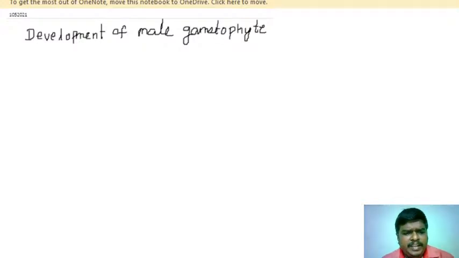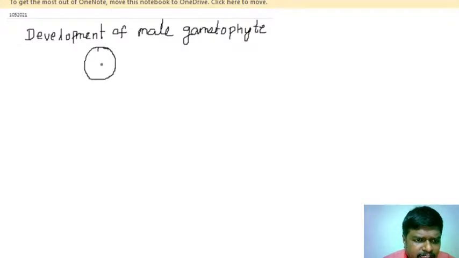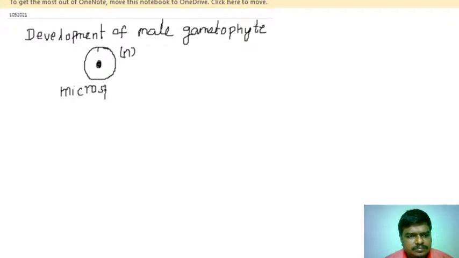In development of the male gametophyte, what will happen here? The microspore, which is a haploid cell. What is a haploid cell? N number. This is the microspore, which is a haploid cell.